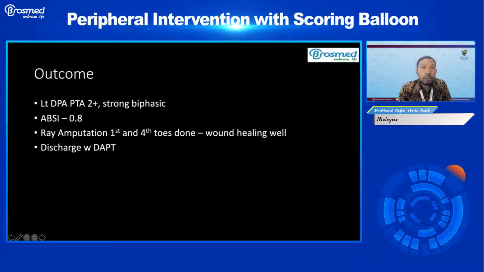Okay, so for that patient, post-operatively we can get a strong PT and ATA pulse. ABSI improved to 0.8, and after that we did the re-amputation for the first and fourth toe, and the wound healed fairly well, and we discharged the patient with dual antiplatelet.